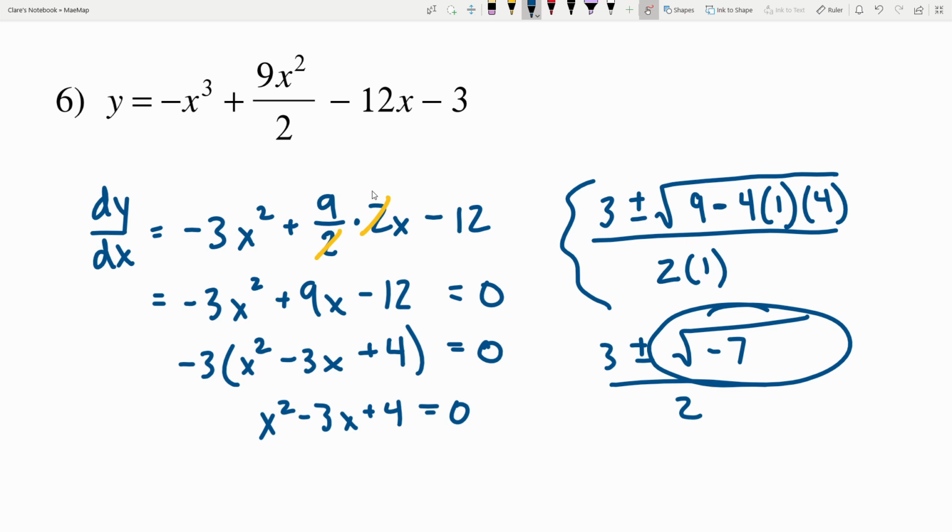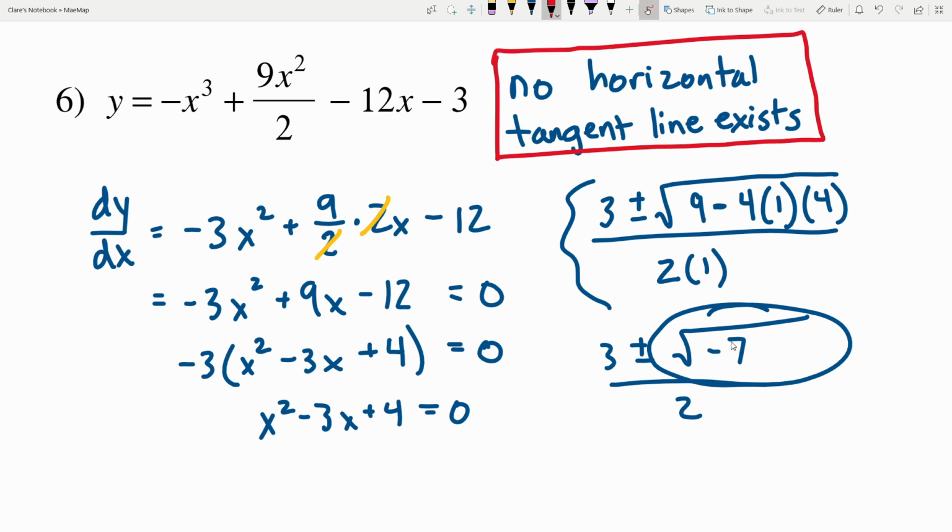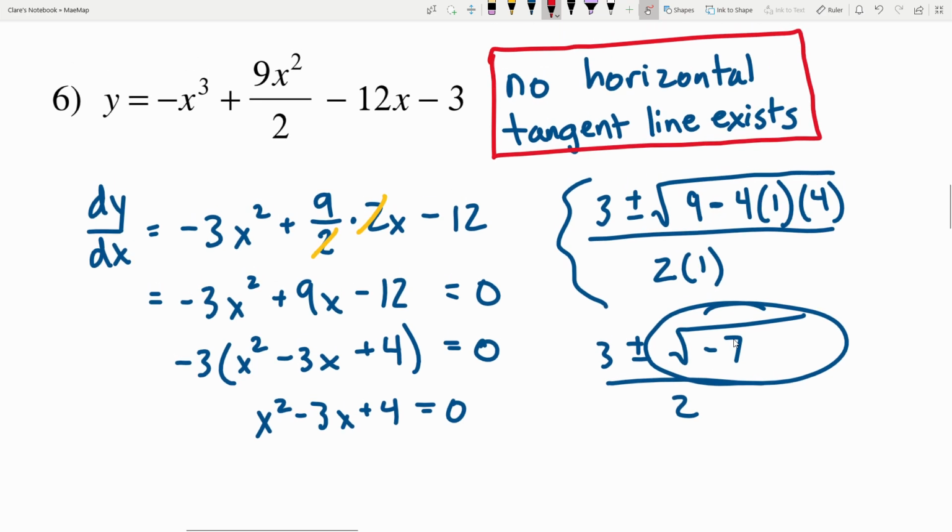So in the case of this one, in number 6, we have no horizontal tangent lines, or the horizontal tangent line doesn't exist. So no horizontal tangent line exists. So that's going to be our solution in number 6. And this is true because we couldn't factor it, and when we confirmed, we got a negative underneath of our radical when doing the quadratic formula. So there's no point in time where that derivative will ever equal 0 because the roots aren't real.